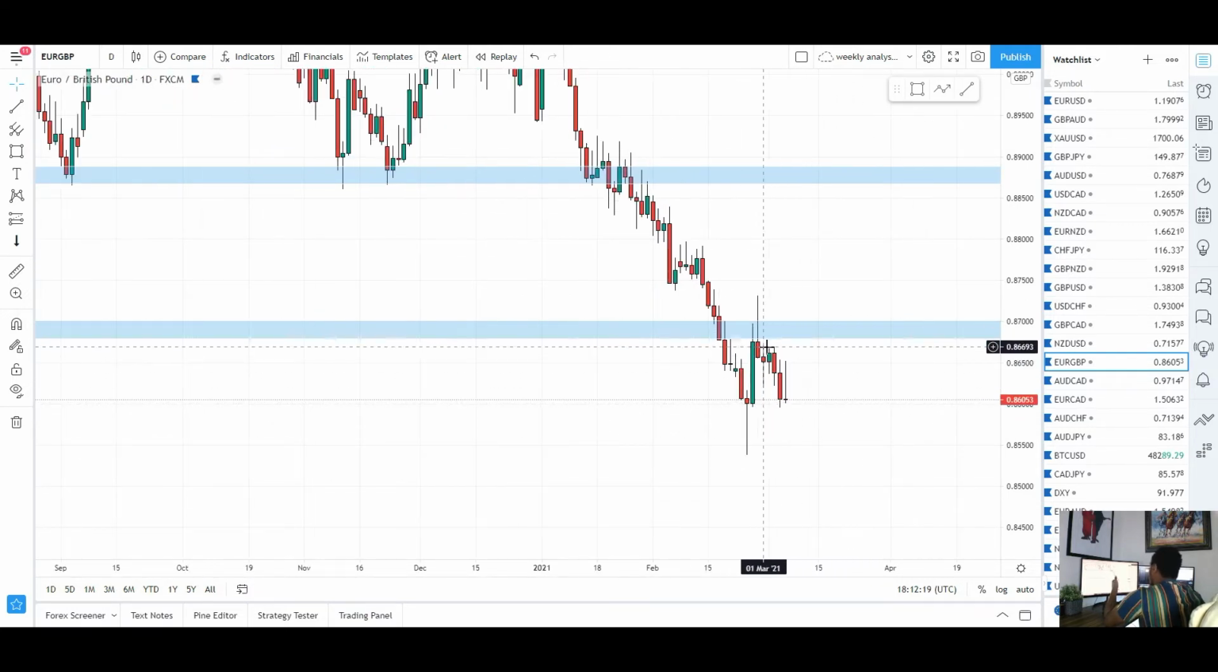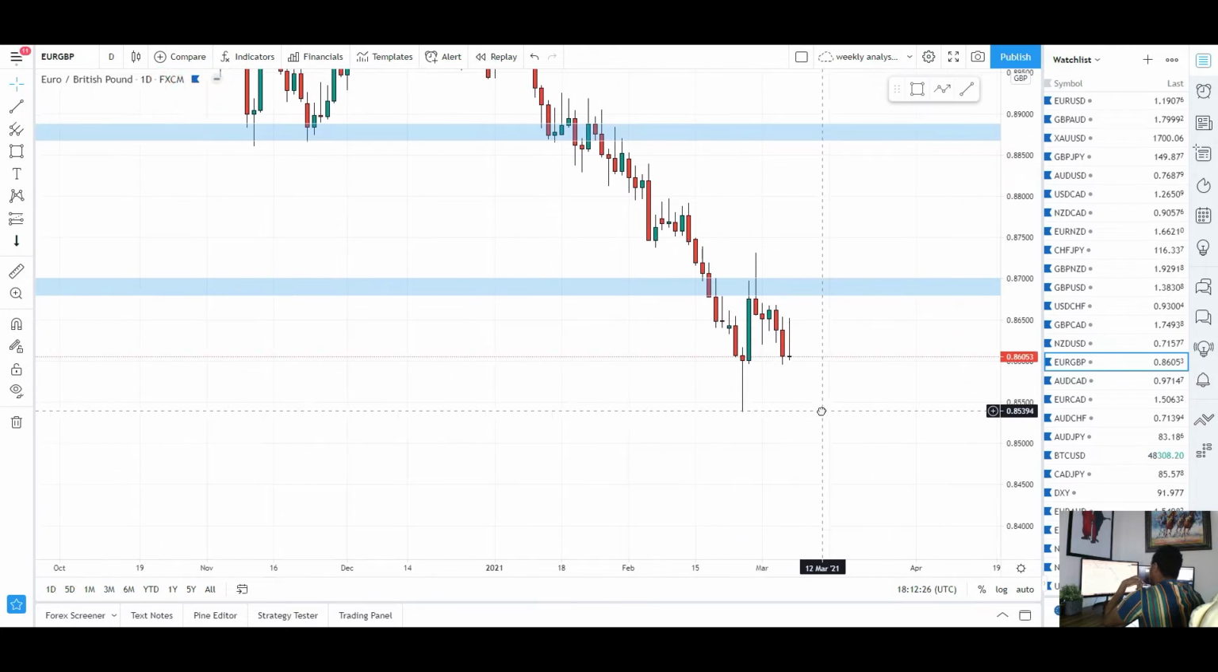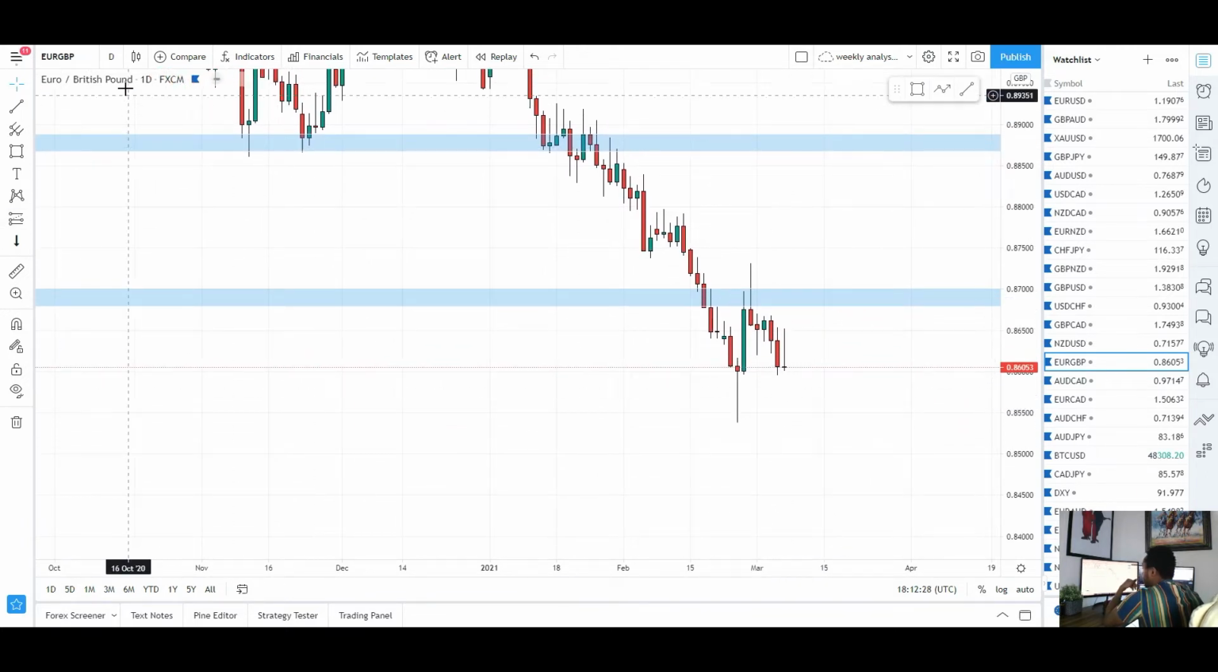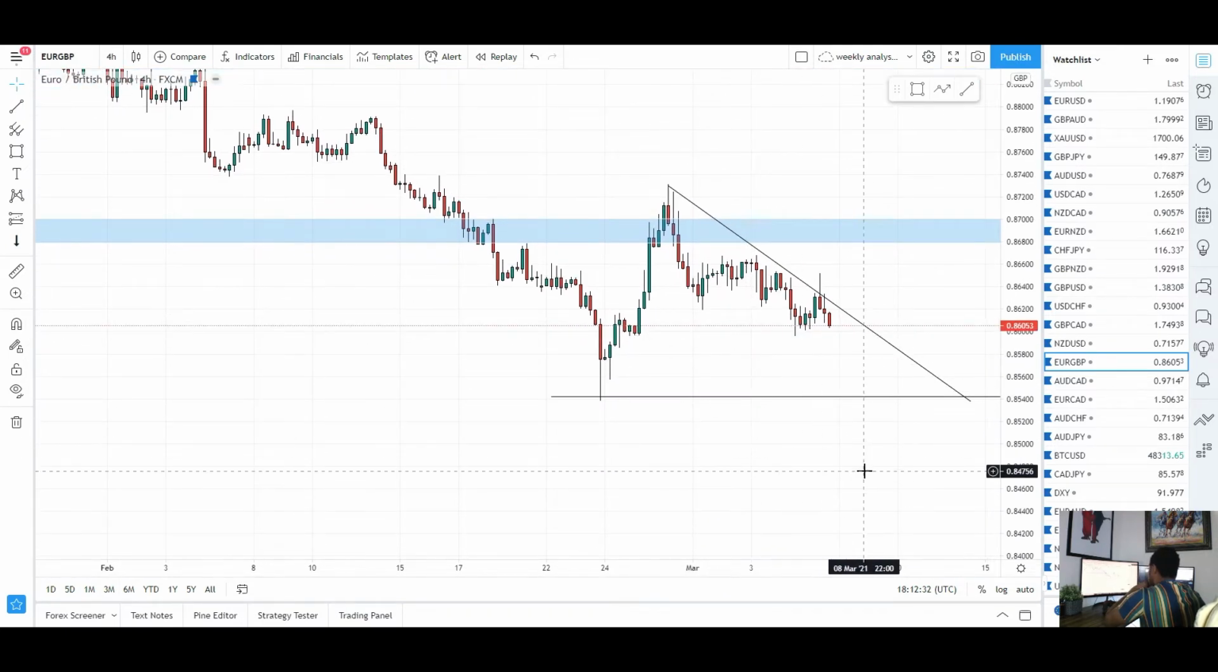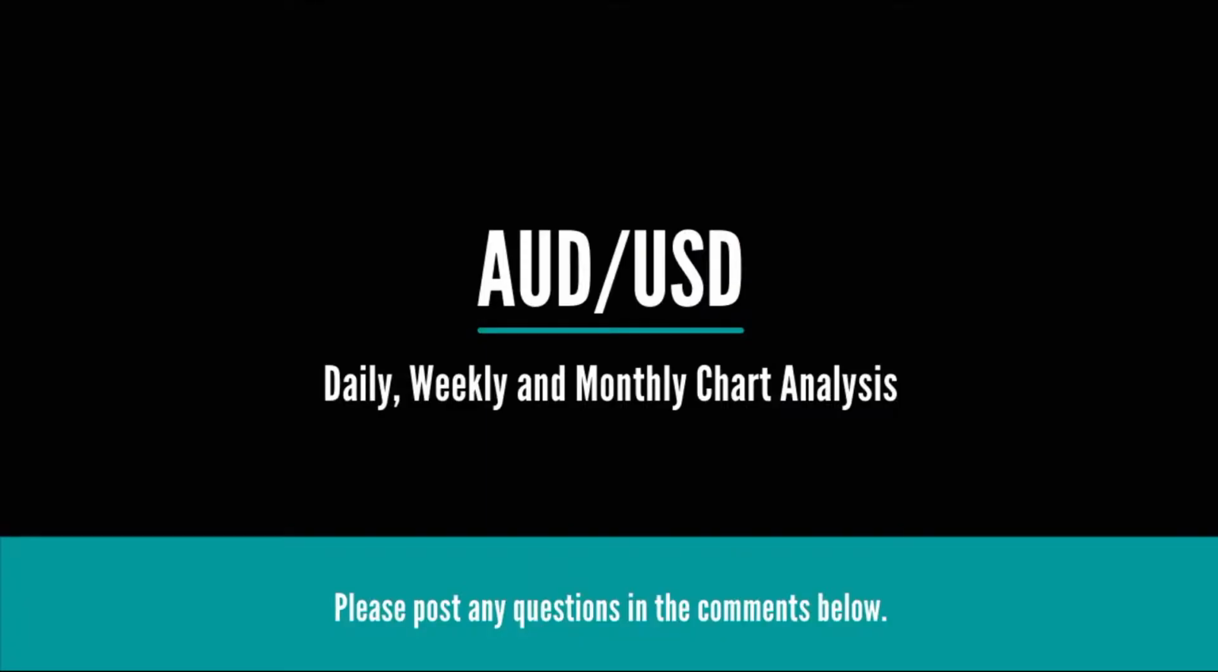So it does look like we're holding onto this level from a daily point, a weekly point, and a 4-hourly point of view. So I'm probably going to be expecting to see further continuation to the downside for Euro GBP for next week, back into lows and potentially a lower low, tapping into around 0.85 for next week. Okay, so up next we've got AUD USD.